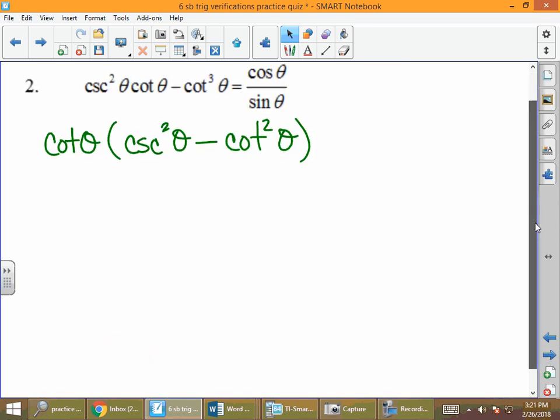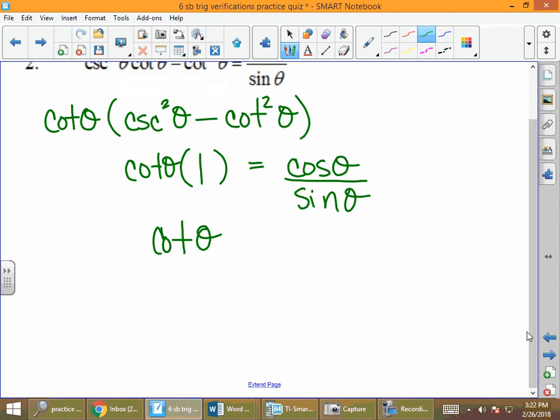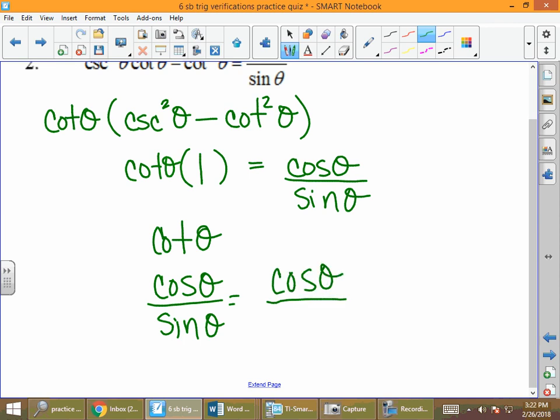So cosecant squared theta minus cotangent squared theta is 1. We still have this cotangent theta out there. We're trying to turn this left side of the equation into the right side of the equation. And cotangent theta times 1 is cotangent theta. Well, cotangent of theta can also be defined as cosine of theta divided by sine of theta. And that's what we actually have over here on our right side.